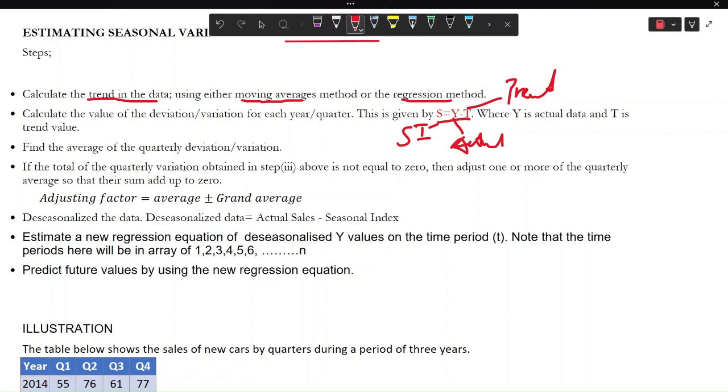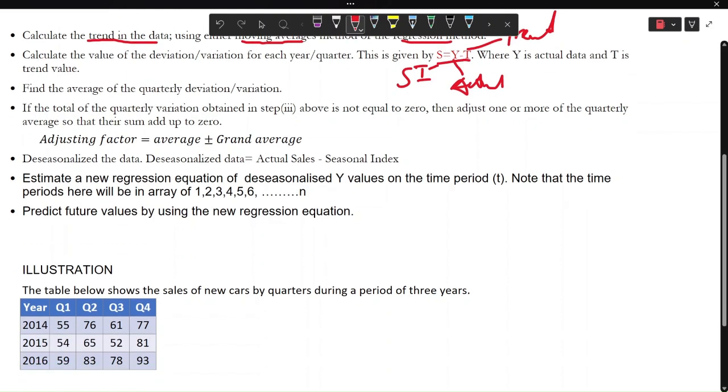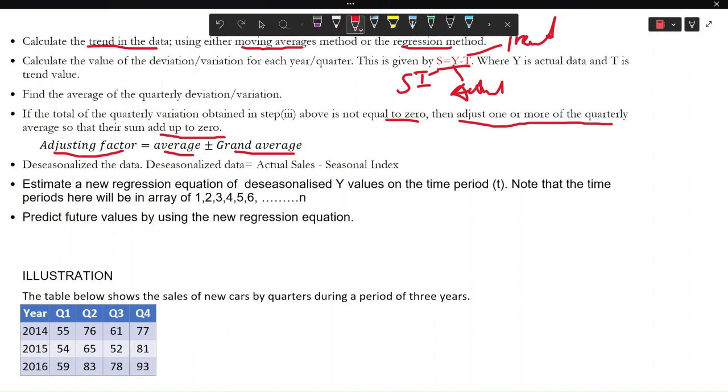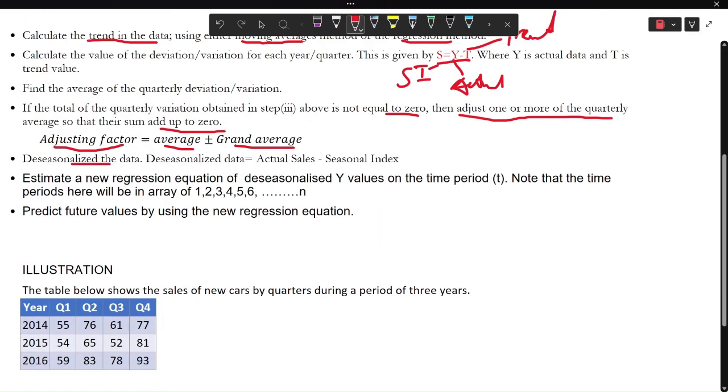When you're done finding the seasonal index, move on to find the average of the quarterly deviation or the variation. If the total of the quarterly deviation obtained in step 3 above is not equal to 0, then we adjust one or more of the quarterly averages so that their sum adds up to 0. So you can use this adjustment factor, that's the average plus or minus the grand average, depending on the sign you will get. When you're done finding, then we go ahead to deseasonalize the data.